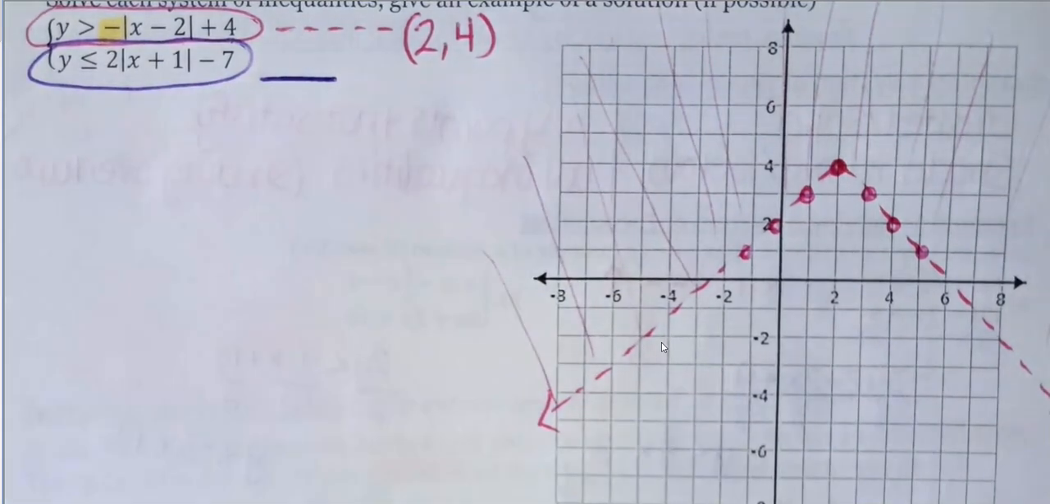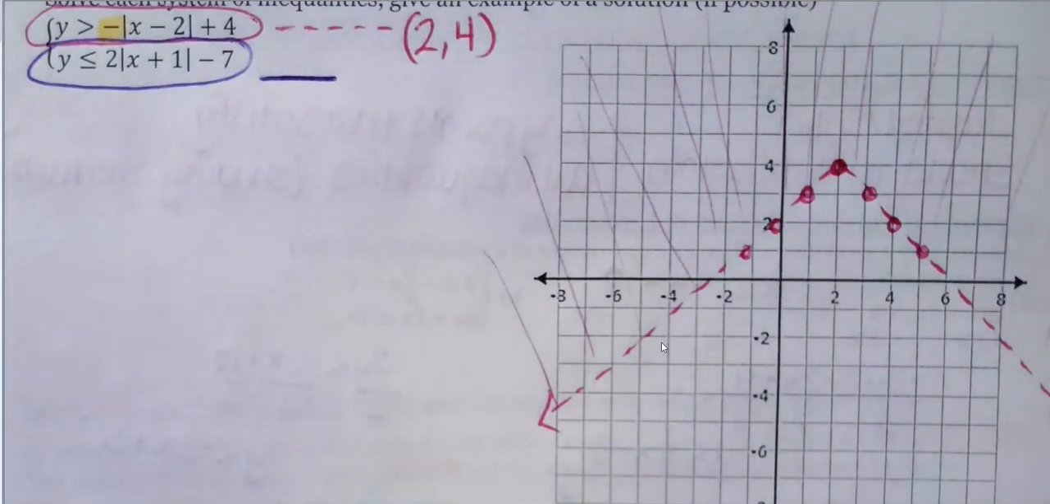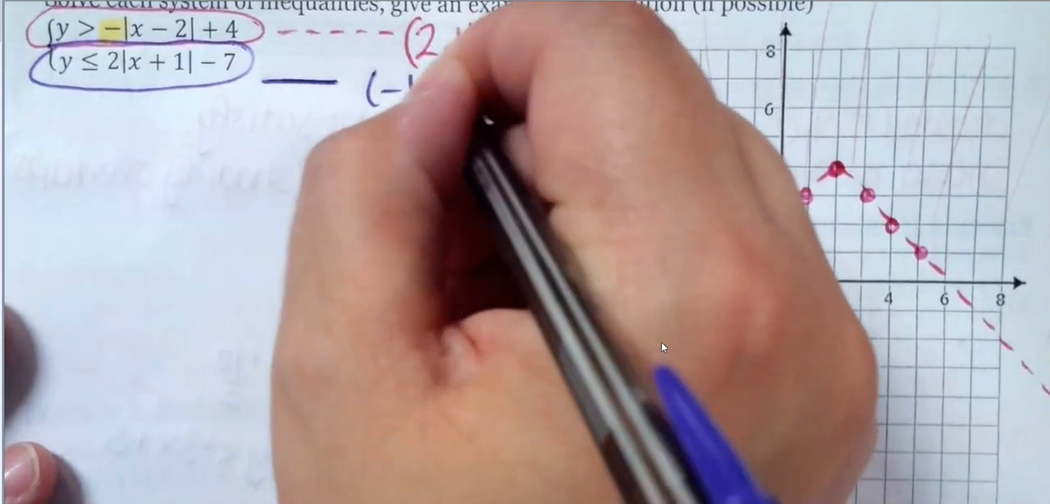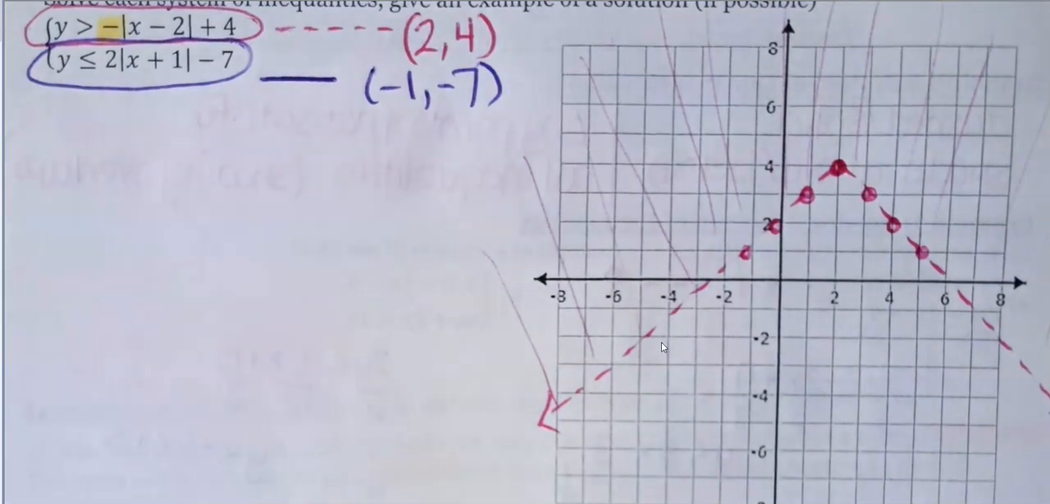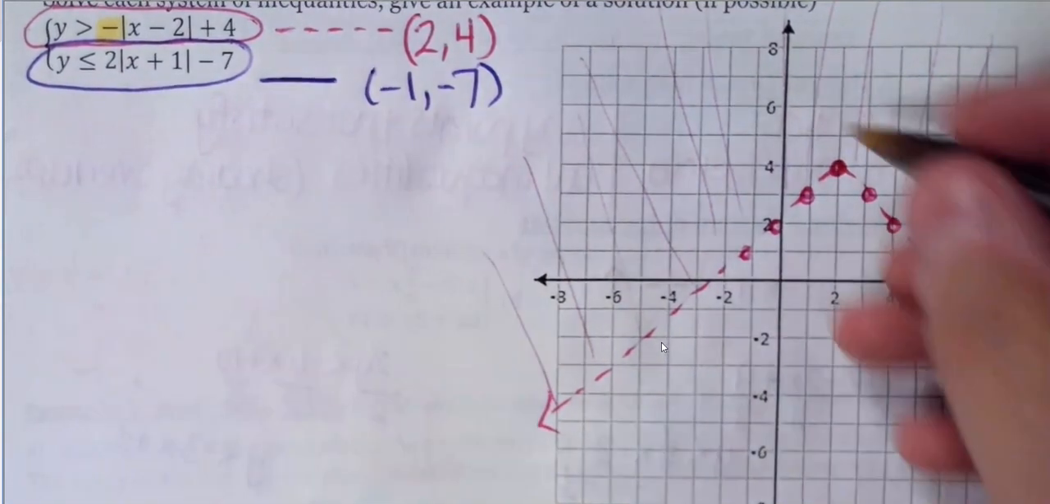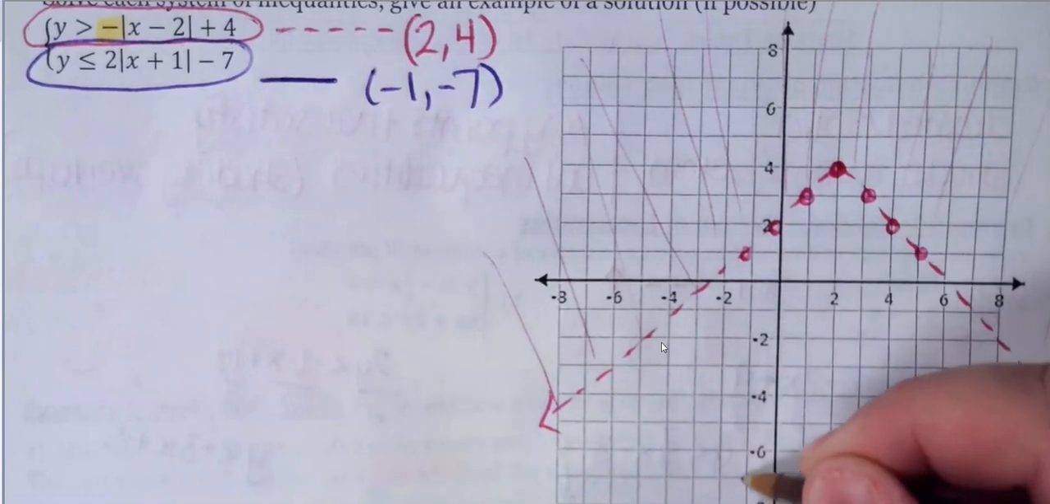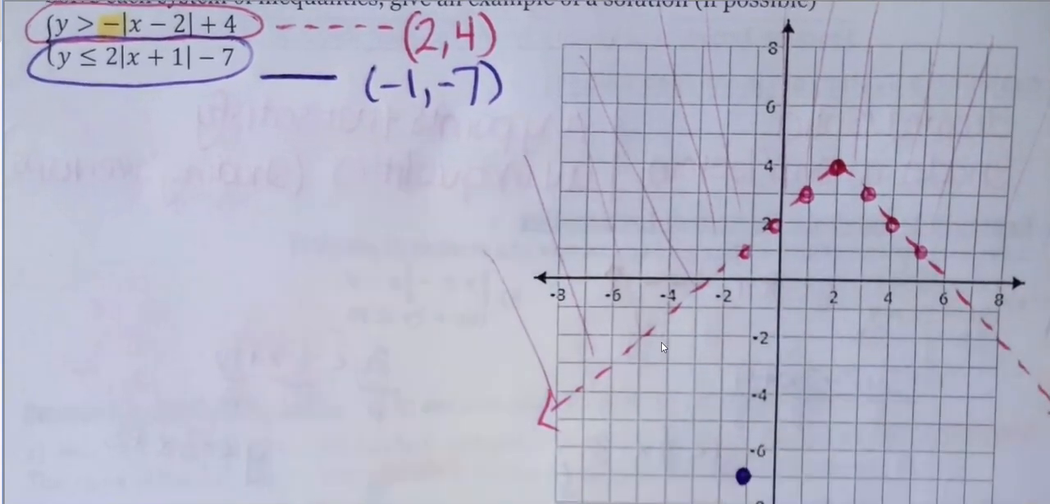And it's 2 times absolute value of x plus 1 minus 7. Can anybody raise your hand and tell me what the vertex of that absolute value graph would be? What would be right in the middle? Eli, what do you think? Perfect. Okay. -1, -7. Inside with the x, opposite of what it looks like, opposite copy. And so let's find that point here real quick. Okay, kind of towards the bottom of the graph there.